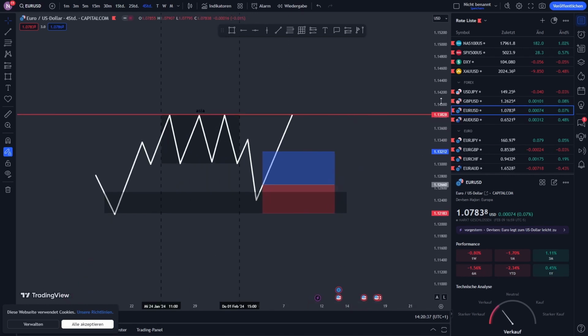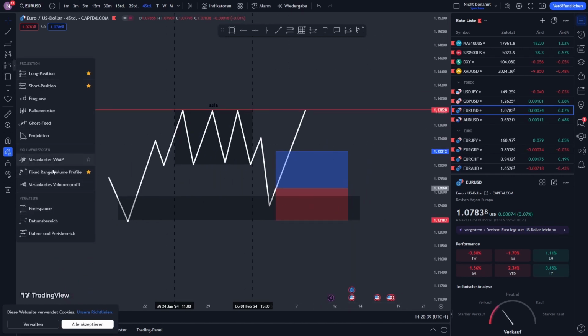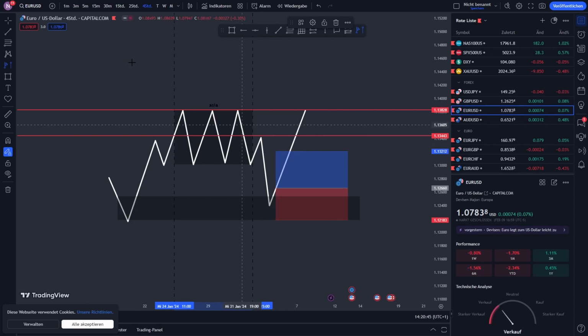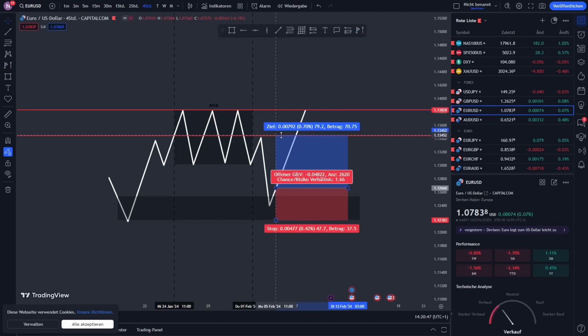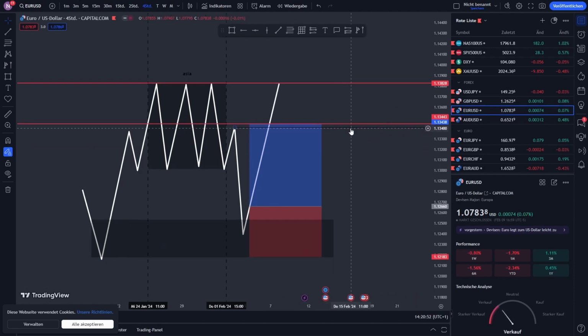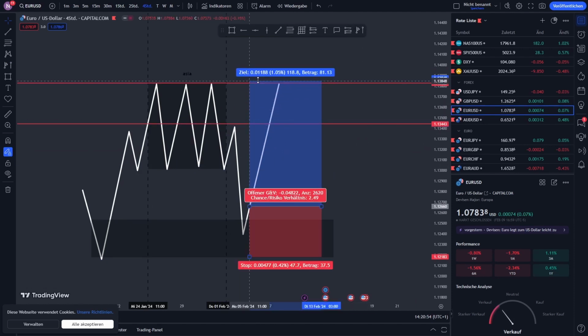I would also take a fixed range volume profile from the lowest to the highest point here and take the point of control as the first TP, since this is a point it can most likely go to. It's probably even matching with something here. So this is the first TP you should take, and the second TP should be at Asia high. And this is already it.